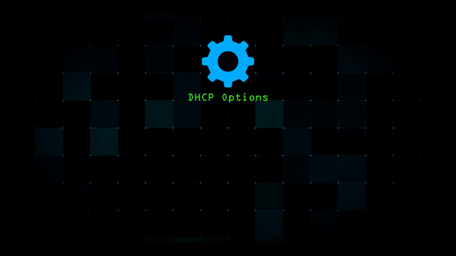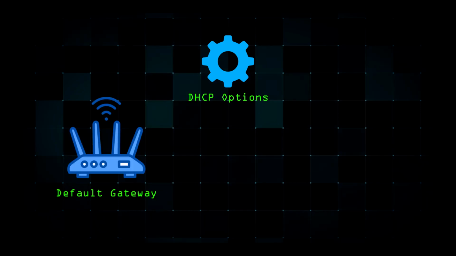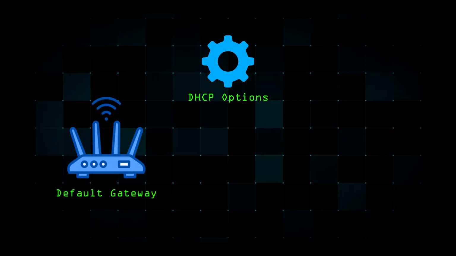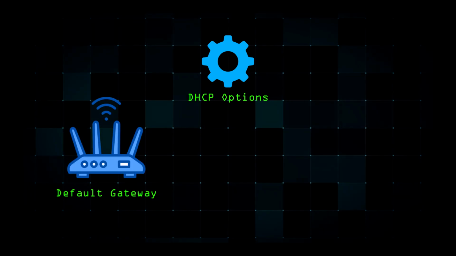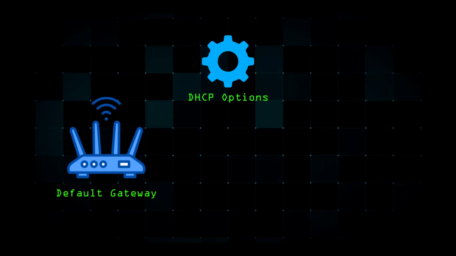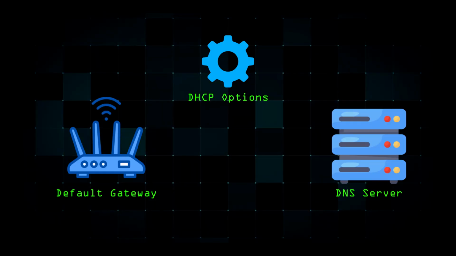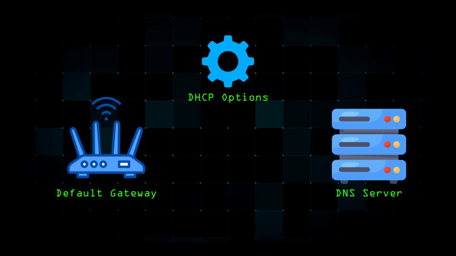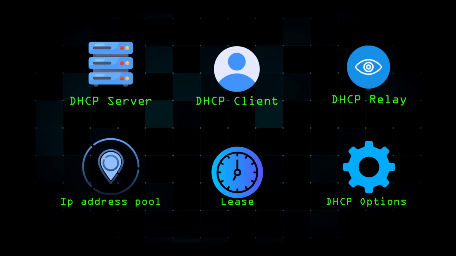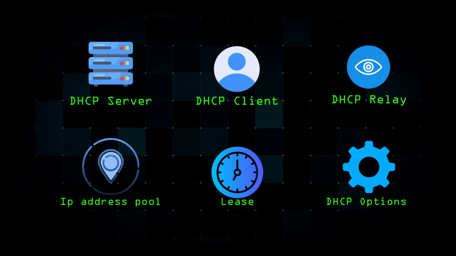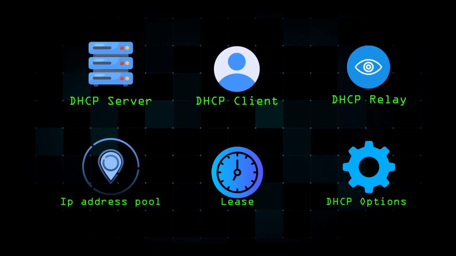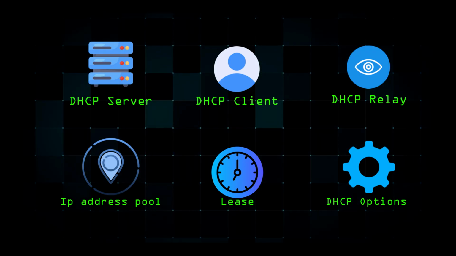Two very important options are the default gateway, which is what allows your devices to communicate outside your local network, basically access the internet, and DNS servers. These help convert domain names like google.com into IP addresses. So all of this happens automatically in the background within seconds. And that's what makes DHCP so powerful.